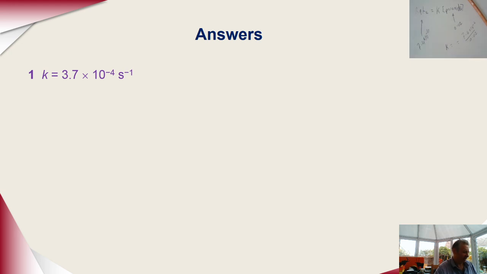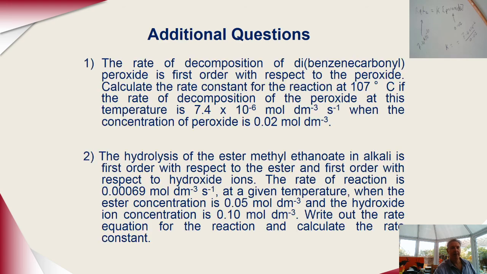And in fact, I don't need a calculator. 7.4 divided by 2 is 3.7. So it does work, it didn't even need a calculator. Okay, so the next one is that rate equals k [ester][hydroxide]. So let's just go and check that.